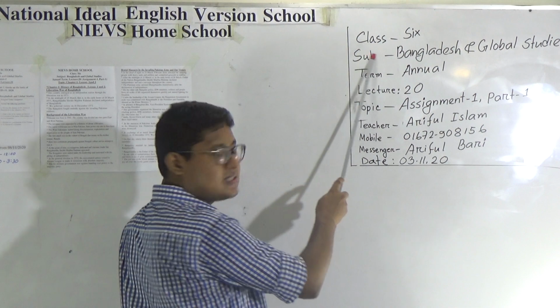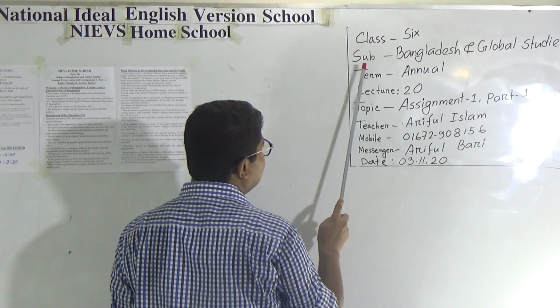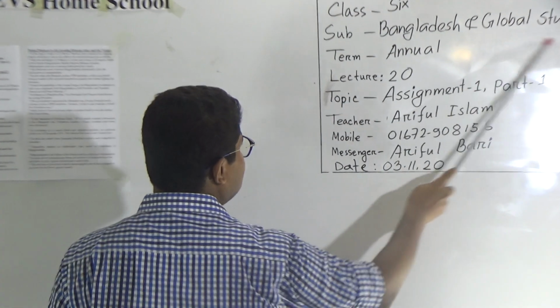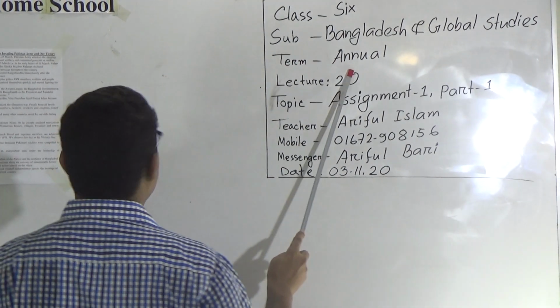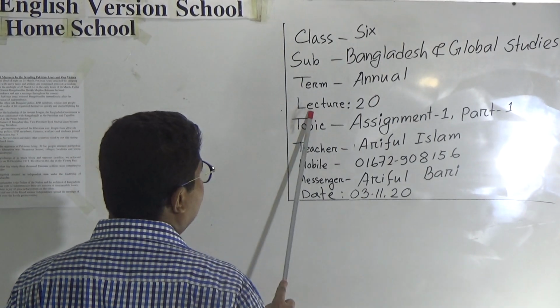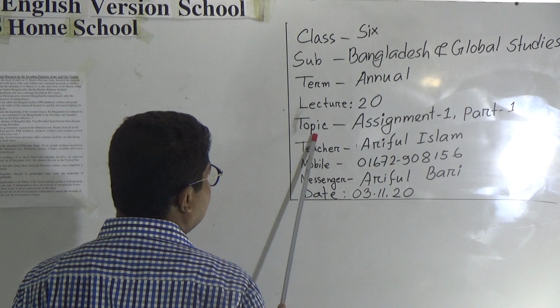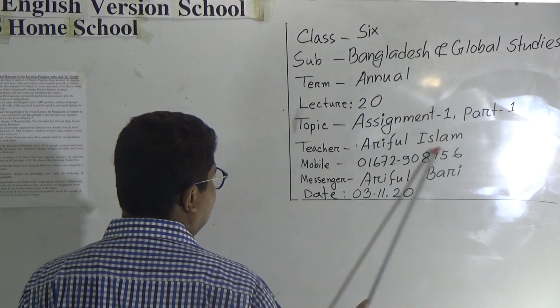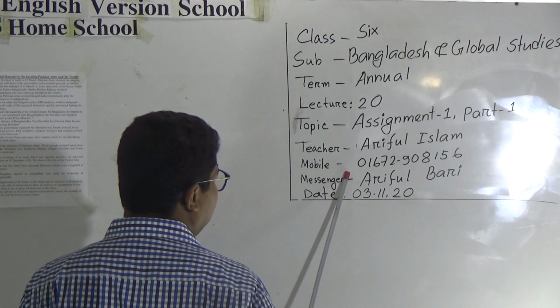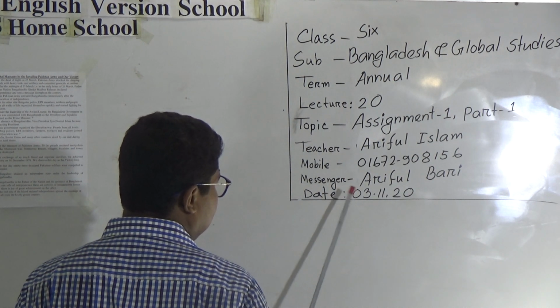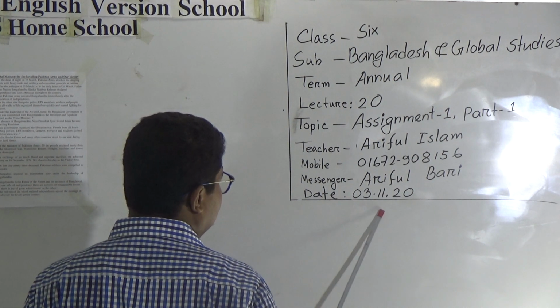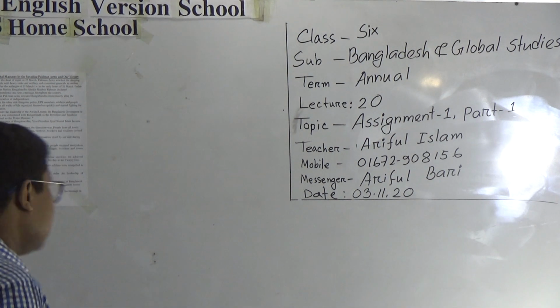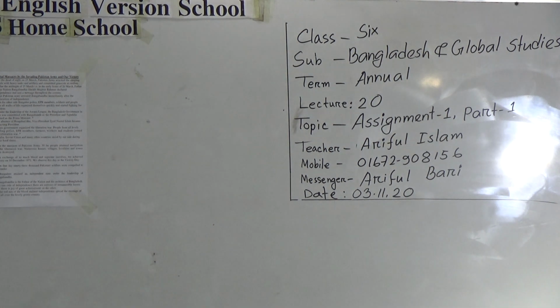Our today's class is class 6, subject Bangladesh and Global Studies, term annual, lecture 20, topic assignment 1, part 1, teacher Ariful Islam. This is my mobile number, messenger ID, and today's date 3/11/20. So my dear students, let's go.